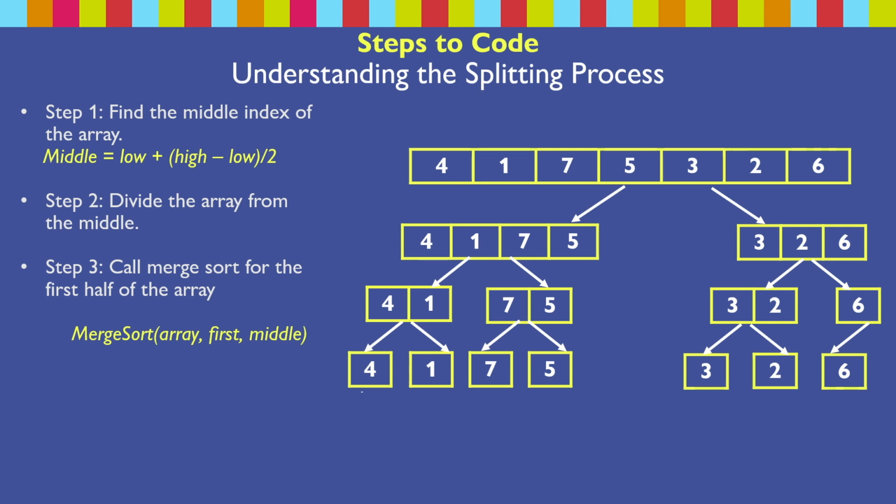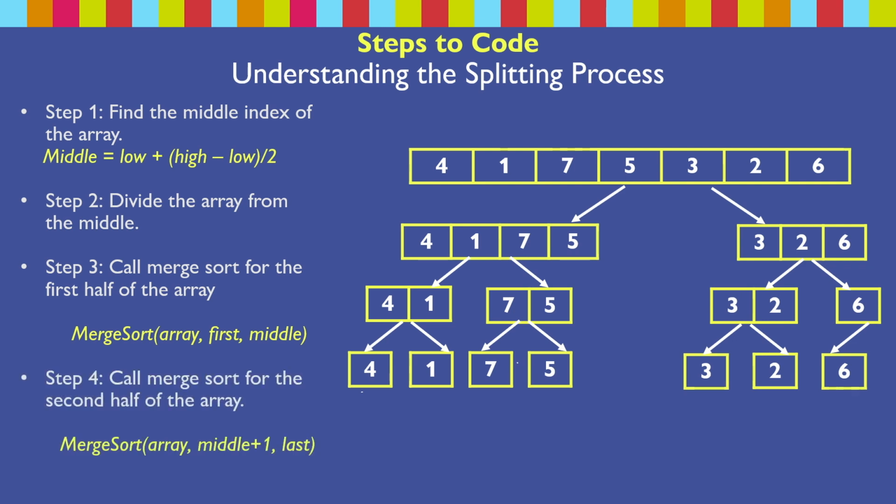In the third step, we start calling the merge sort function for the first half of the array. This first half will be further divided into sub-arrays until each one of them contains only one element in them. And then in step 4, we call the merge sort function for the second half of the array.